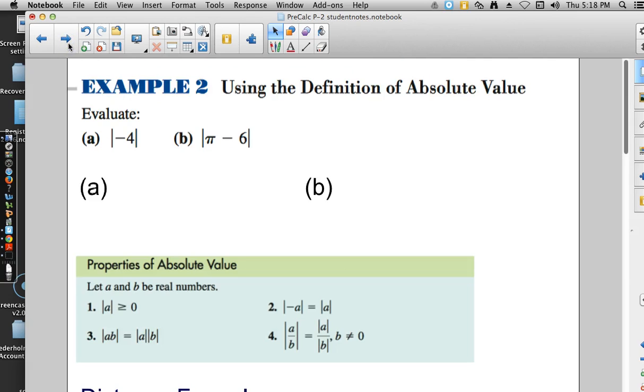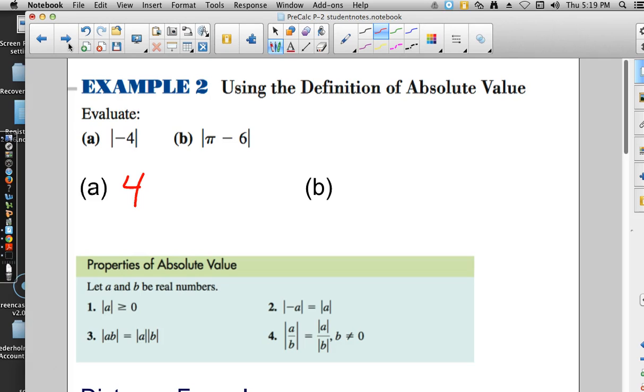Now, on the next page, using the definition of absolute value, we want to figure out what these are, which means we want to write what this would look like without those absolute value bars. We take a peek at the first one and we say absolute value of -4. Are you serious? That's 4. And then we go to b and we go, uh-oh.